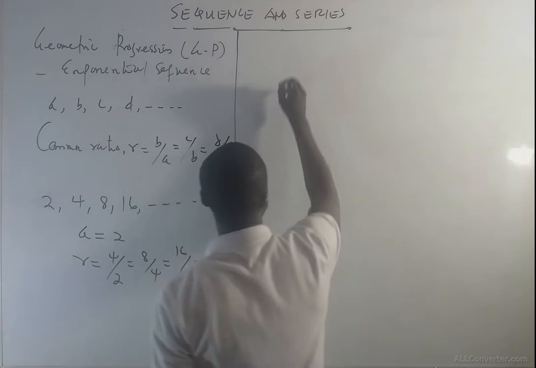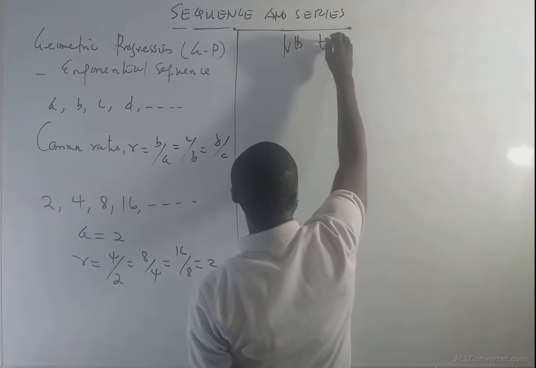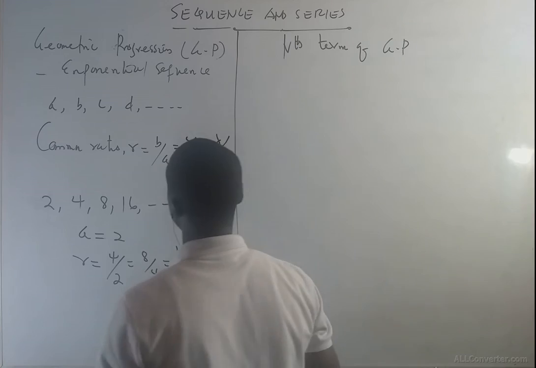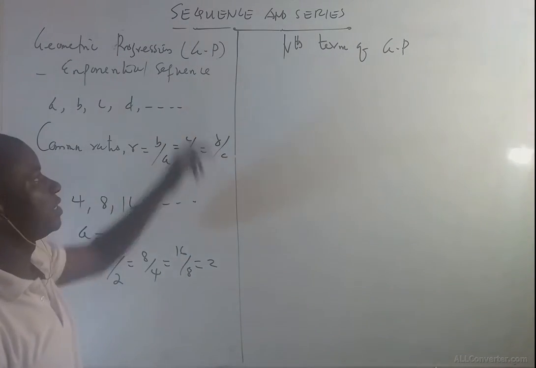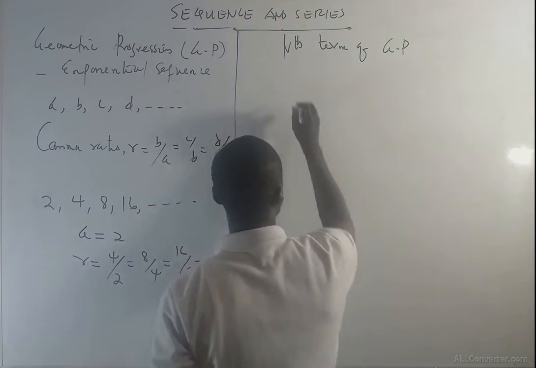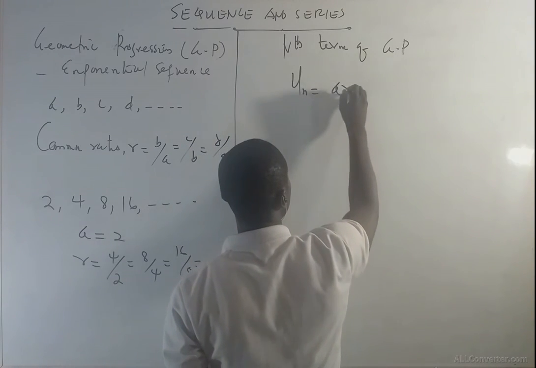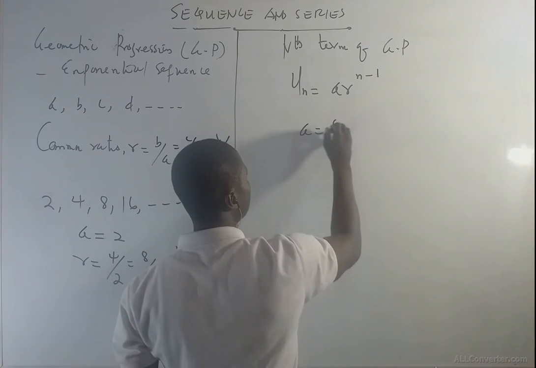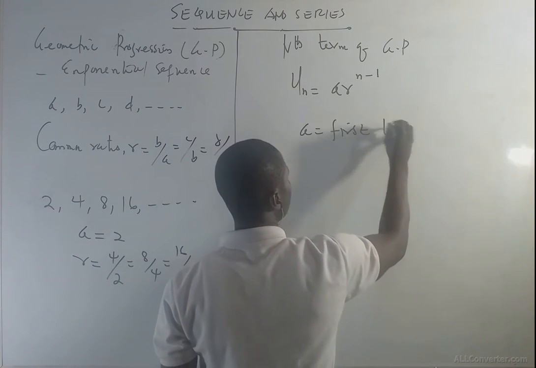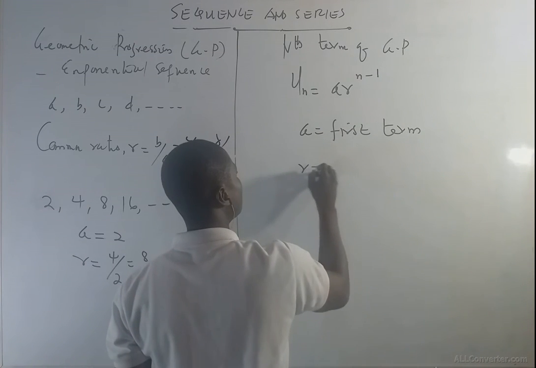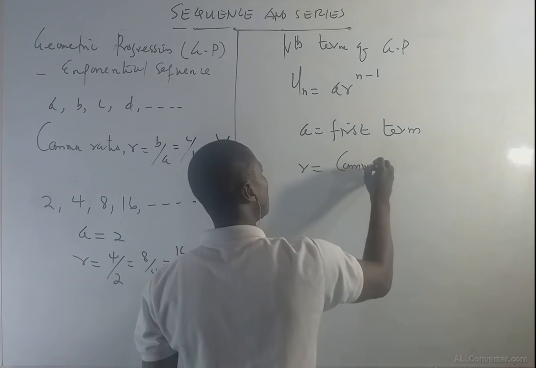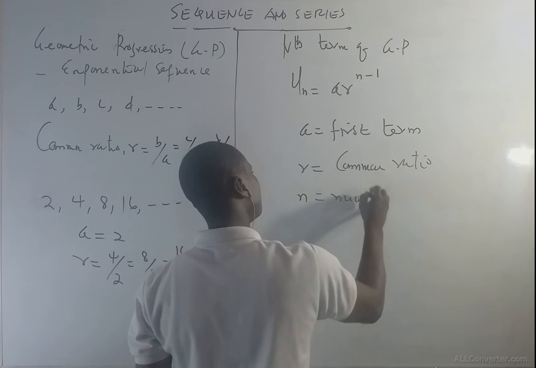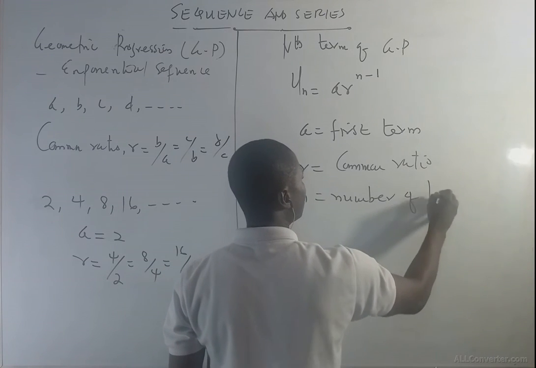Now, let's look at the nth term of a GP. When I say GP, I'm talking about the geometric progression or the exponential sequence. The nth term is given by U_n equals A R to the power n minus 1. Don't forget that A is the first term of the sequence, R is the common ratio, and n is the number of terms.